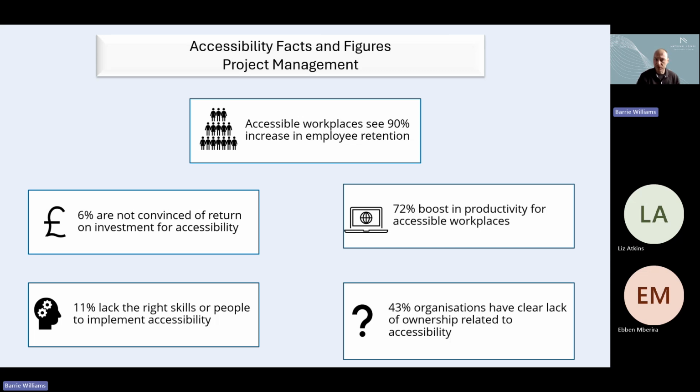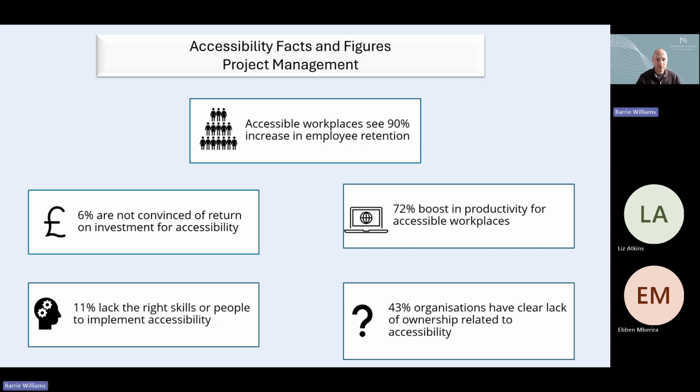6% are not convinced of the return on investment for accessibility. These figures go up and down a little bit, and unfortunately they've gone up, with a lot of people not convinced that doing something accessible gives them a return on investment. I often say there's about 300 billion pounds a year being missed with what's called the purple pound, the spending potential of people with disabilities. If someone with a disability can't access your website, they can't buy things. So it shows it does have a big return on investment.